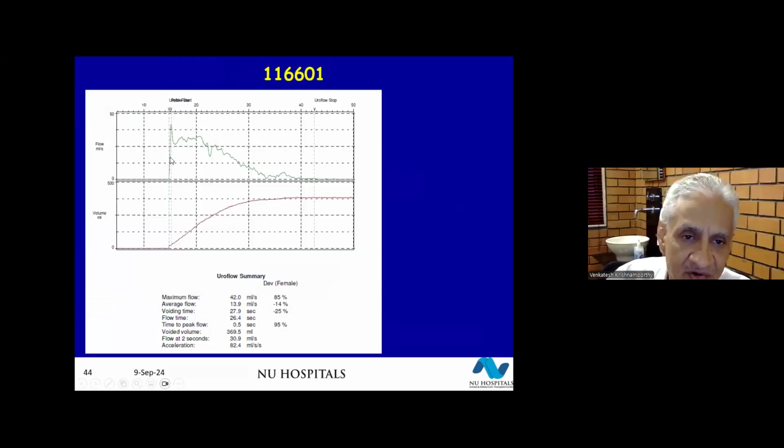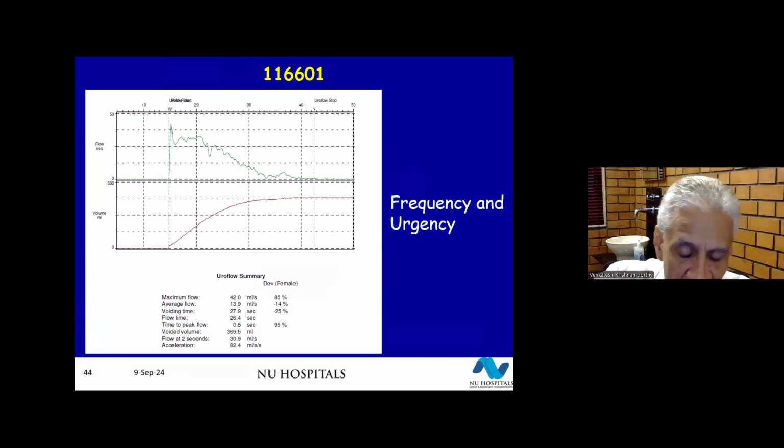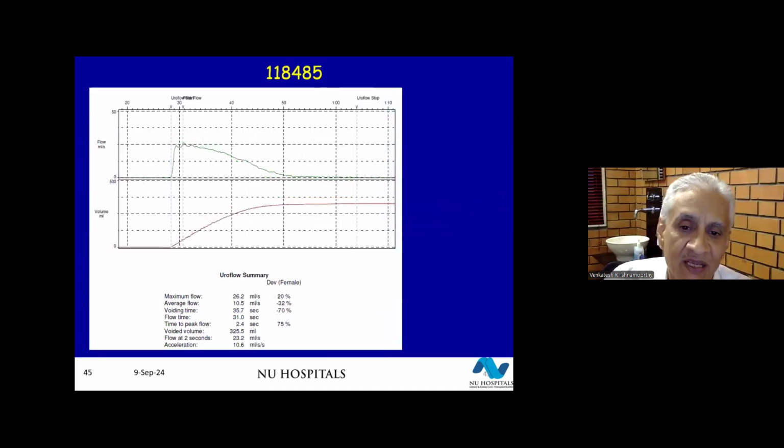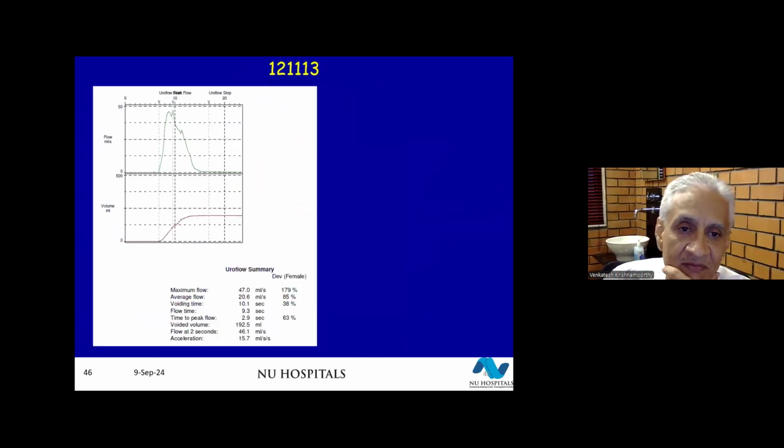Similarly here, you see that this is a vertical rise. The time to peak flow happened in 0.5 seconds. Again, this patient presented with frequency and urgency. So I've spoken to you about the peak flow, the average flow, the flow time, voiding time, and how they make a difference in what conclusions you will make from these. And now I'm talking of one segment, that is time to peak flow. Again, it's the same: a very rapid, nearly vertical rise to the peak and a very slow down slope. This patient also came with urge incontinence.